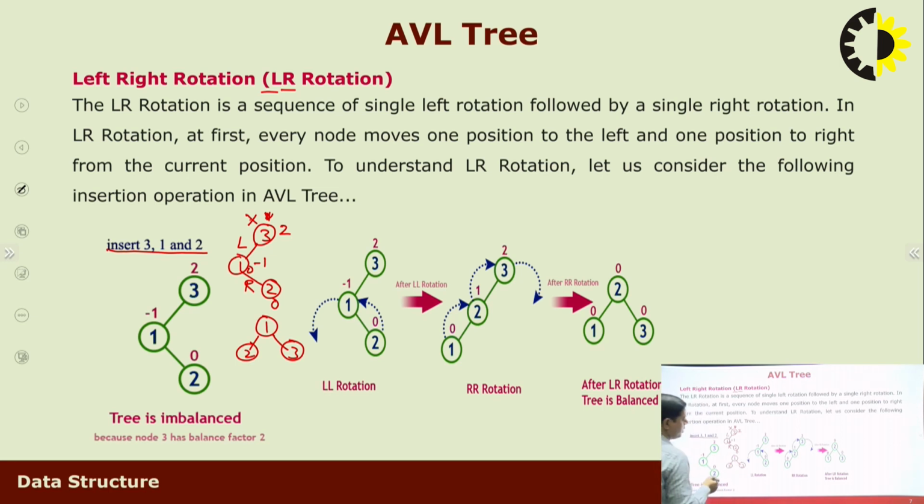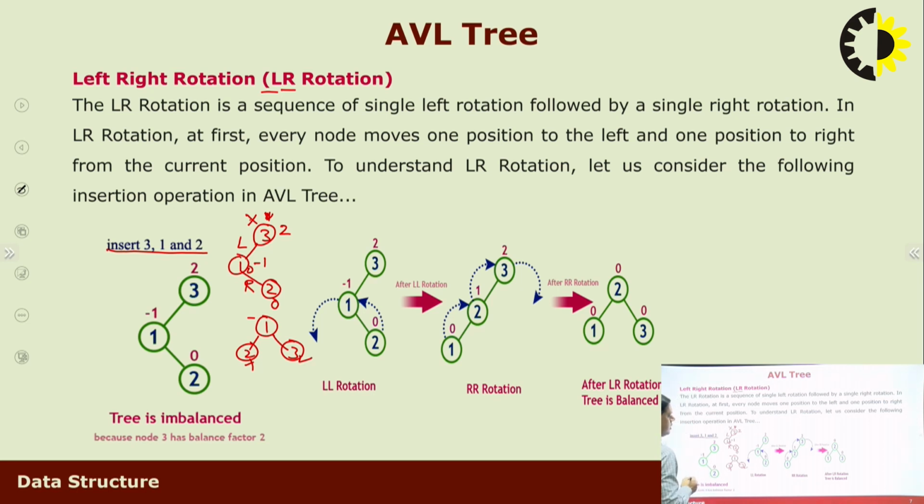What is the BST property? At each node, its value should be greater than the value of its left child. That is, this side value should be less than this value, and this value should be greater than the root node. That is okay, but this condition is violated. That means here we have to apply double rotation.